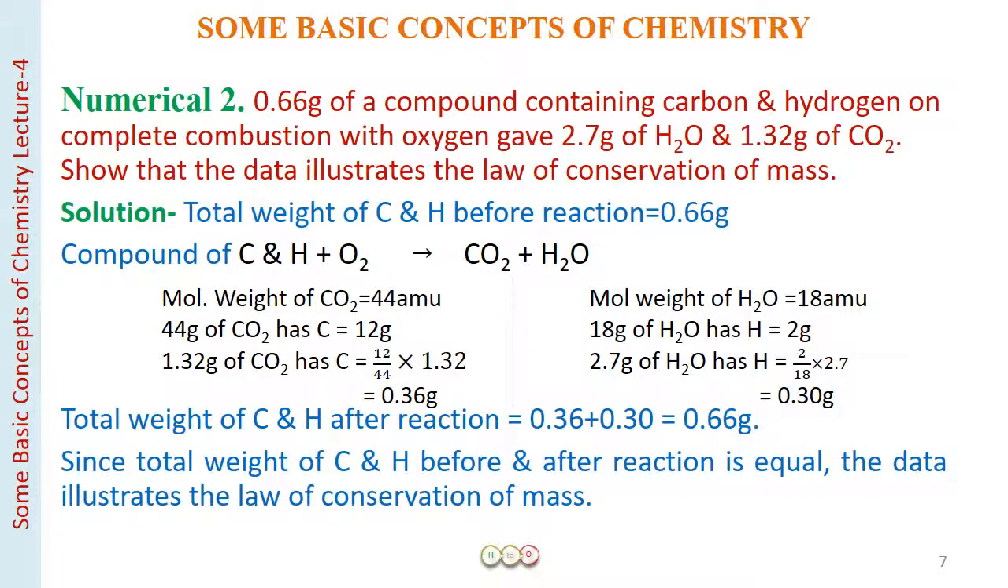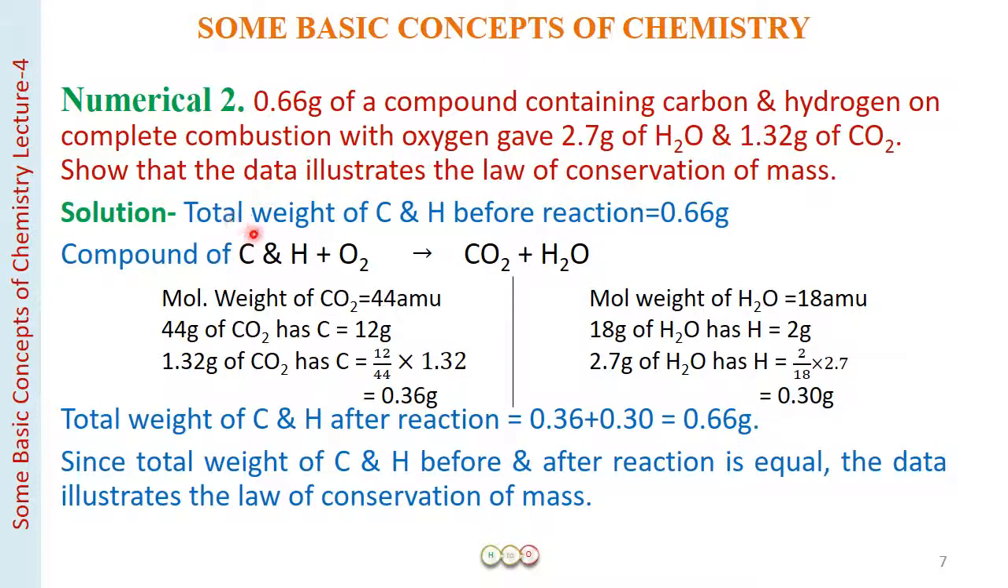So now we can see one more numerical on it. These numericals are going to really help you understand all these laws very well. So we have 0.66 gram of a compound containing carbon and hydrogen. On complete combustion with oxygen, this gave 2.7 gram of water and 1.32 gram of carbon dioxide, and we have to show that the data illustrates the law of conservation of mass.